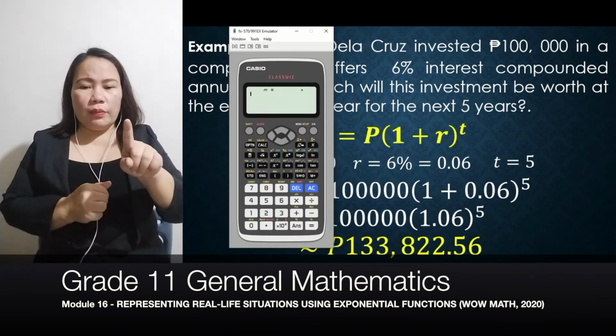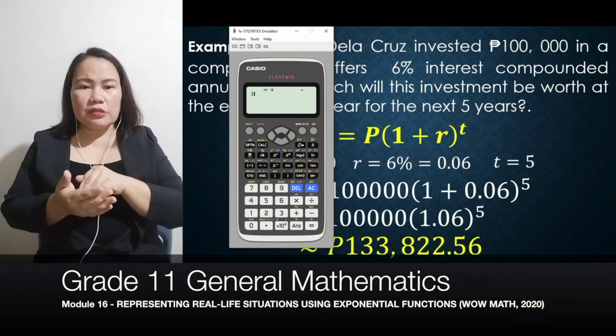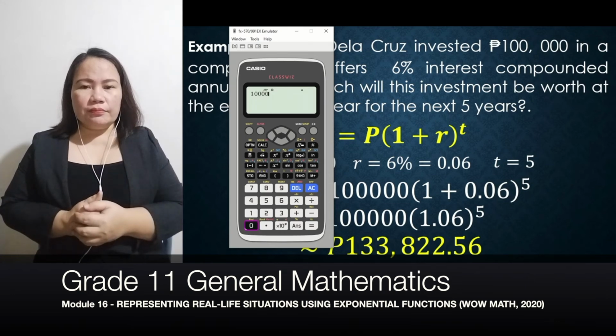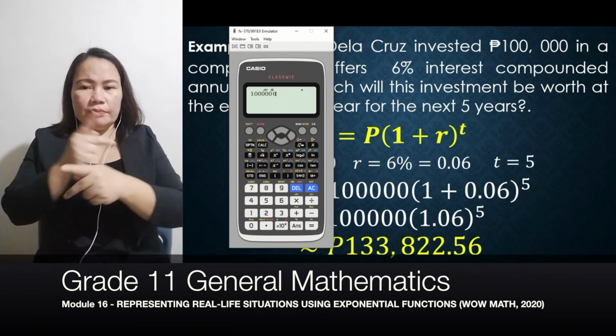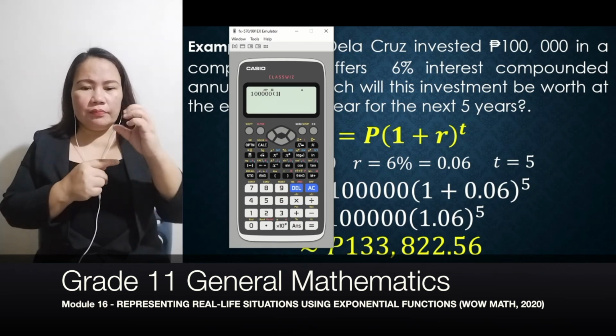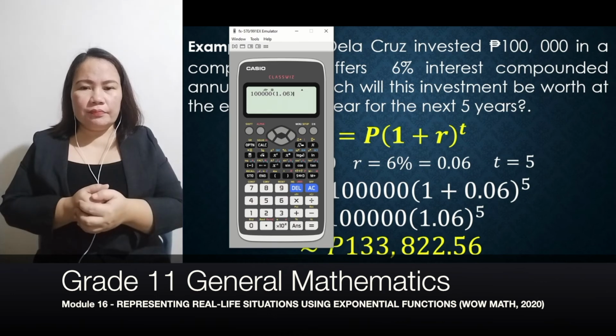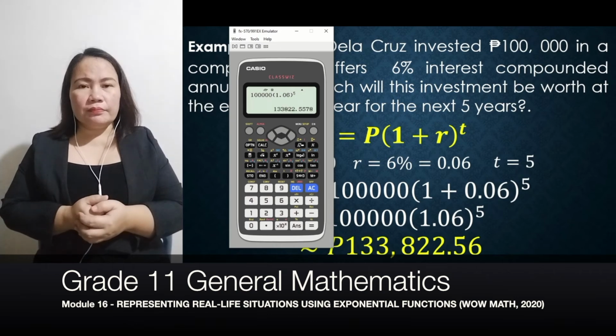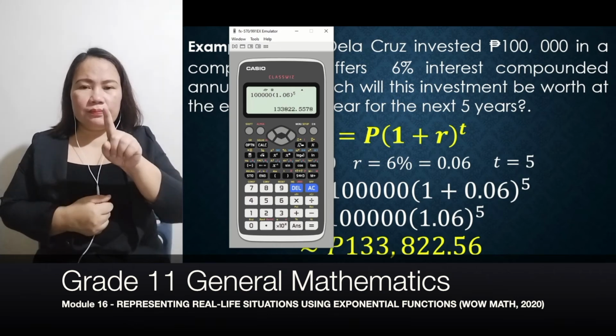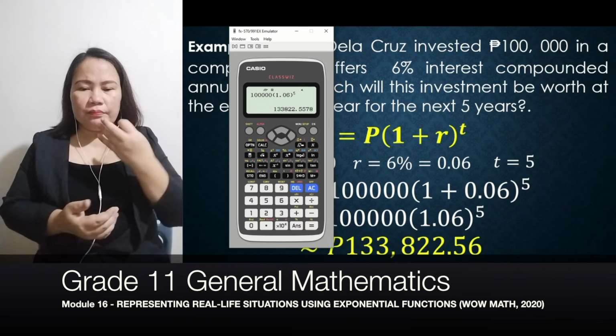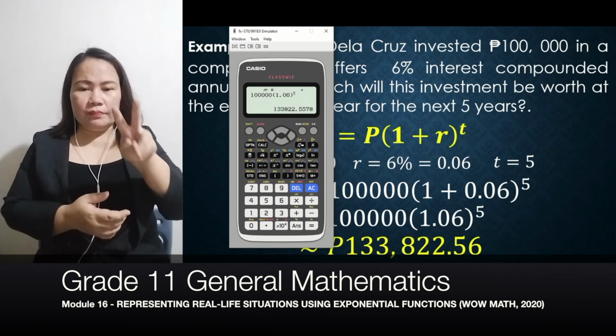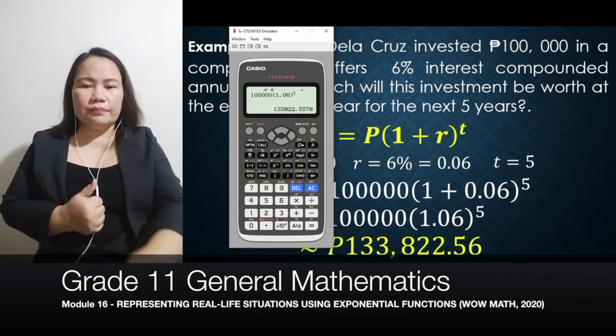So, that is 100,000 times 1.06 close parenthesis, and then pindutin nyo lang to and then lagay yung 5 and then equals. So 133,822.56. So we need to round off into 2 decimal places na. Okay, next.